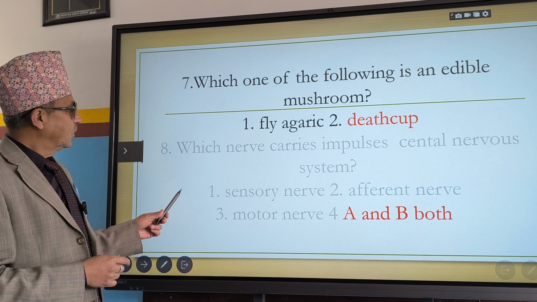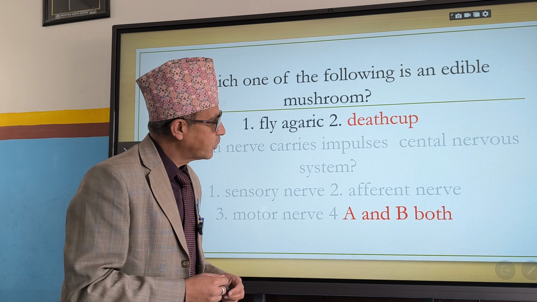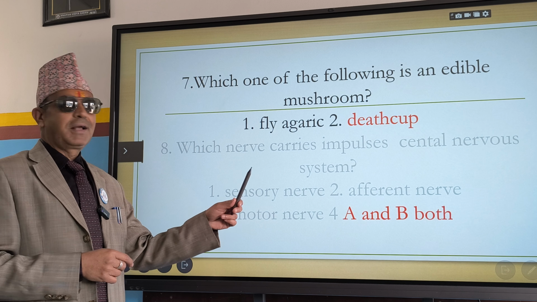Which nerve carries impulses from the central nervous system? What is it? Sensory nerve and afferent nerve.